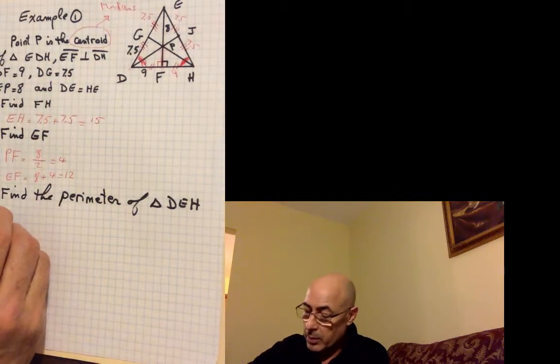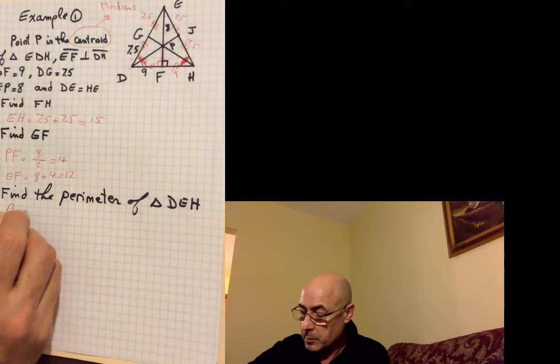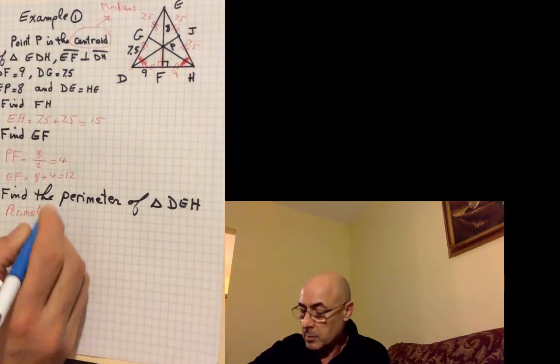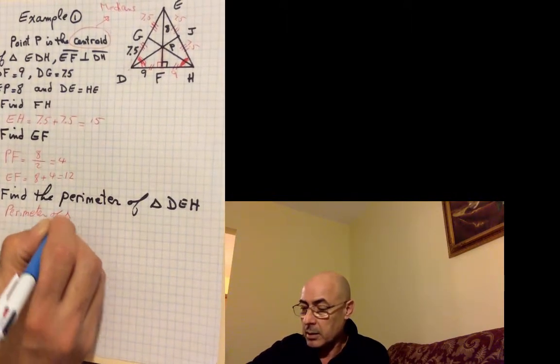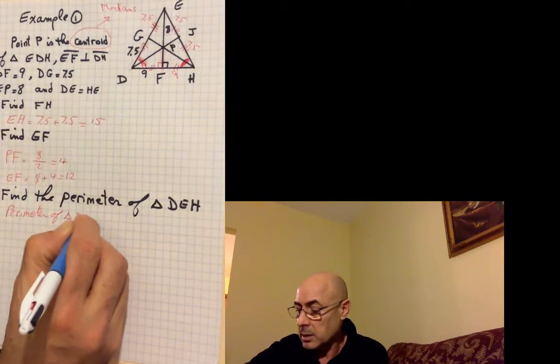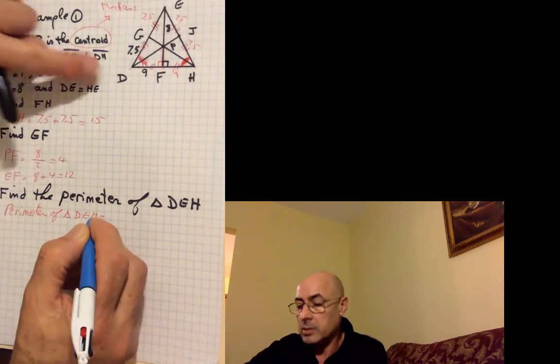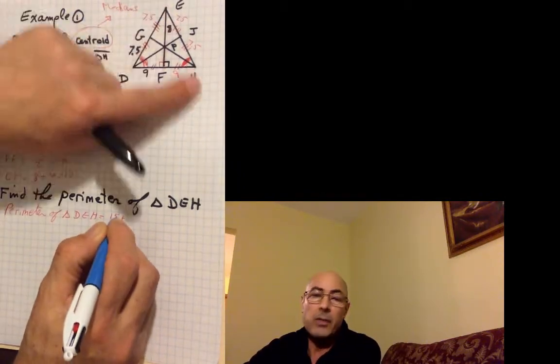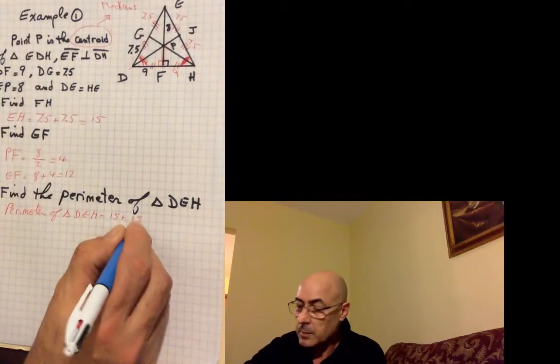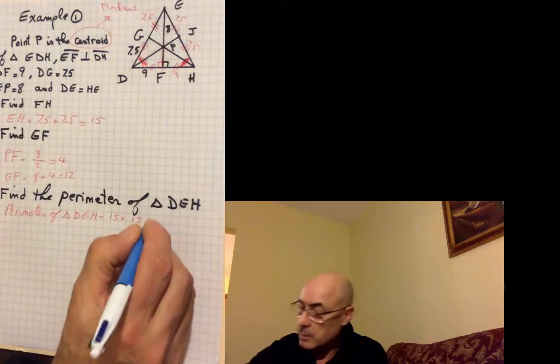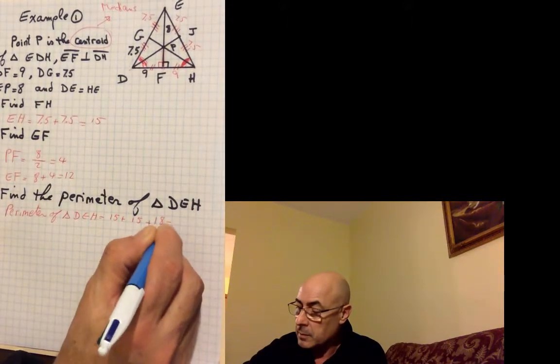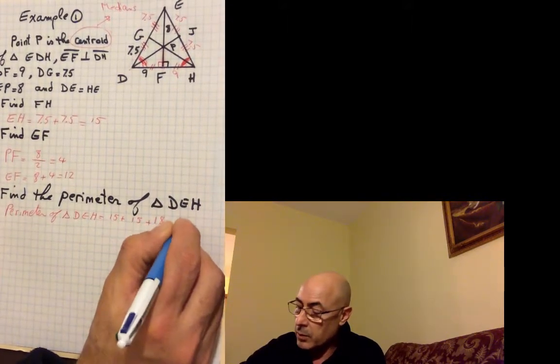So now we need just to add all these. So perimeter of triangle DEH equals 15 plus another 15 plus 18. That's going to be 48.